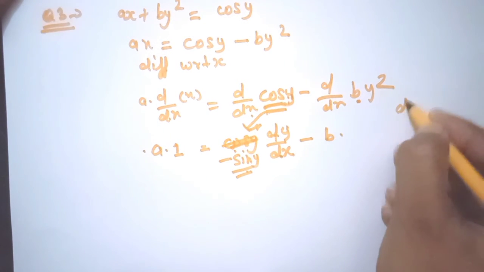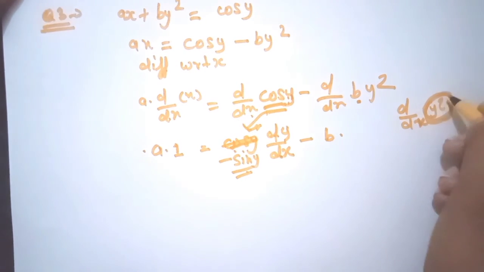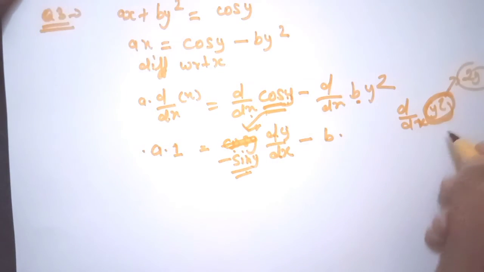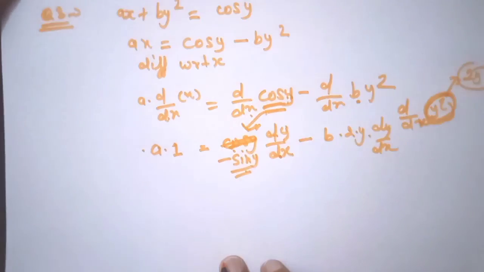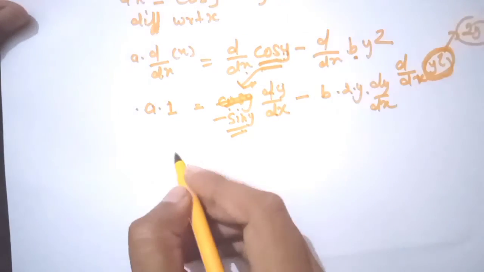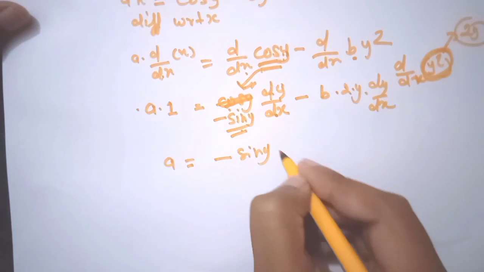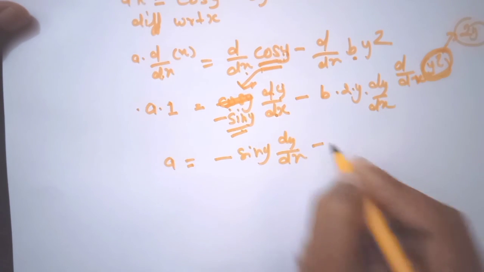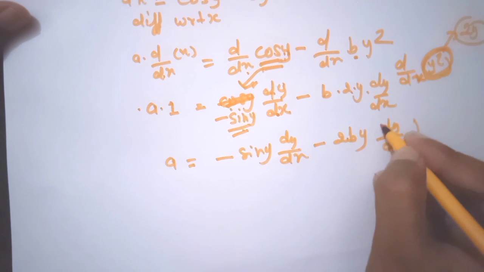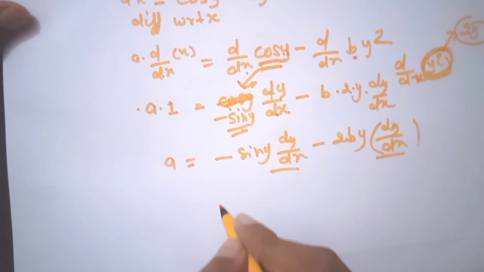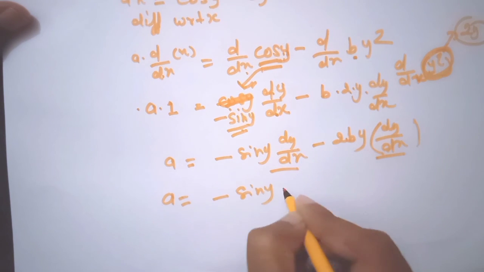d by dx of y square. See, this is y square, its differentiation will be 2y. So I will note down 2y into dy by dx. Our next step, a is equal to minus sin y dy by dx minus 2by dy by dx. Dy by dx and dy by dx will be common, so it will be a is equal to minus sin y minus 2by.